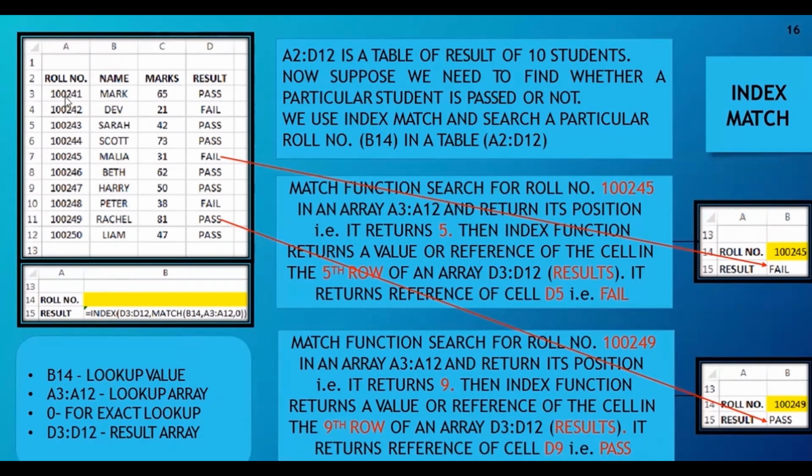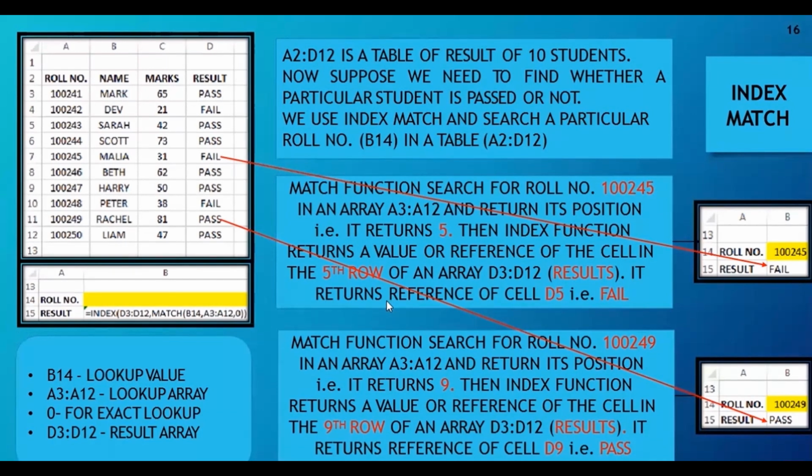Here is an array of A3 to D12. You can see here is an array of A3 to D12, for example of 10 students. Now suppose we need to find out whether a particular student is pass or fail using INDEX and MATCH. Search the particular roll number B14 in the table of A2 to D12. What is B14? Here is B14. Whichever roll number we put, we can then see that roll number.